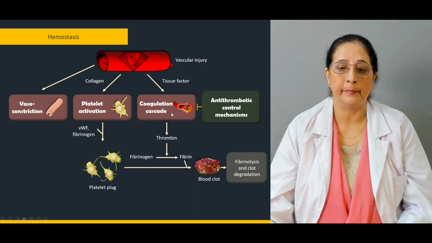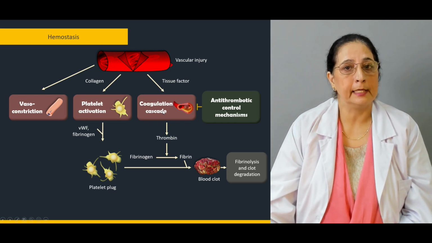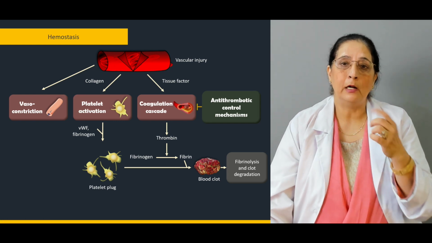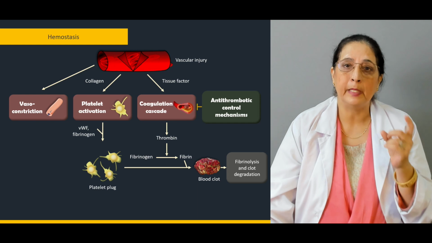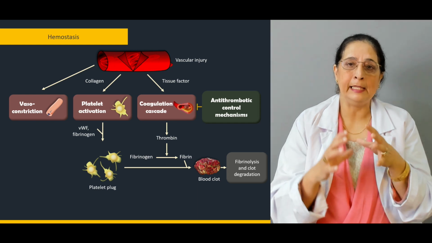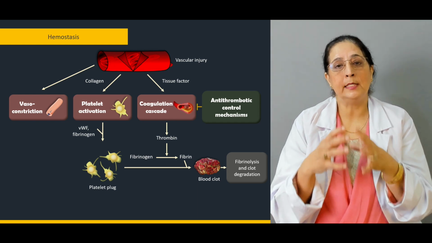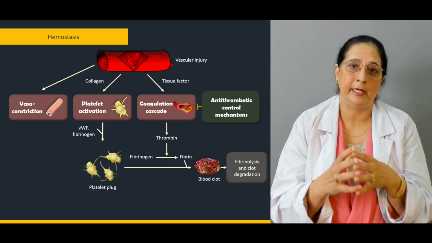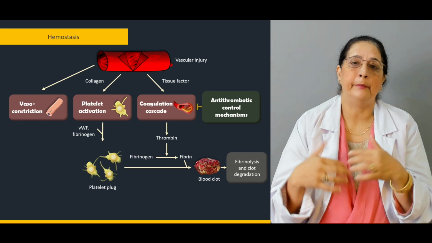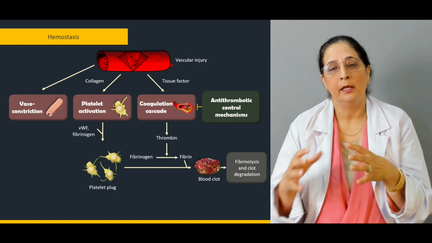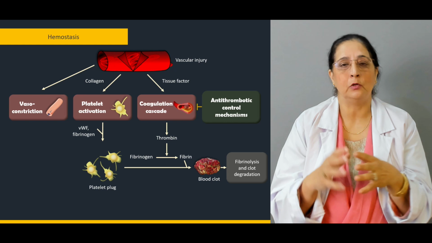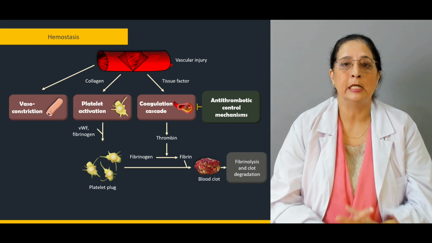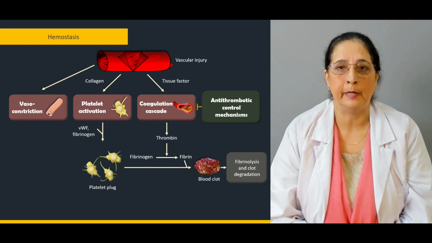Thrombin comes from the coagulation cascade, and this fibrinogen converts to fibrin, along with the platelets, to form the blood clot. And then this clot, once the bleeding is stopped, needs to be degraded. This is caused by fibrinolytic agents. Lysis is the breakdown. So once the fibrin is broken down, there is degradation of the blood clot.